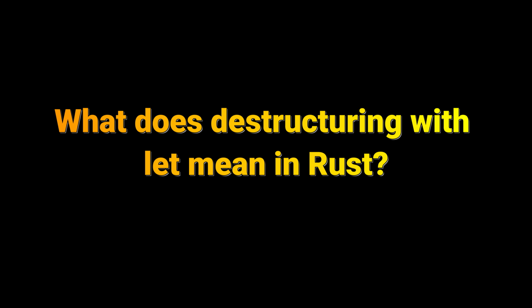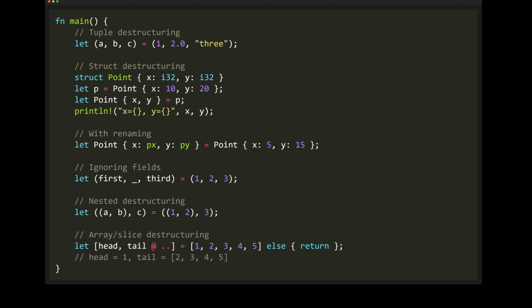Question: what does destructuring with let mean in Rust? Destructuring with let in Rust means breaking a complex value into smaller parts and assigning them to variables in one step.